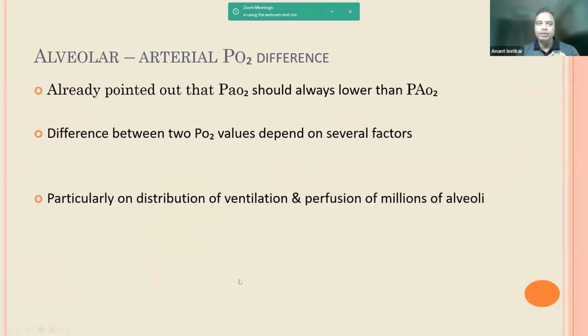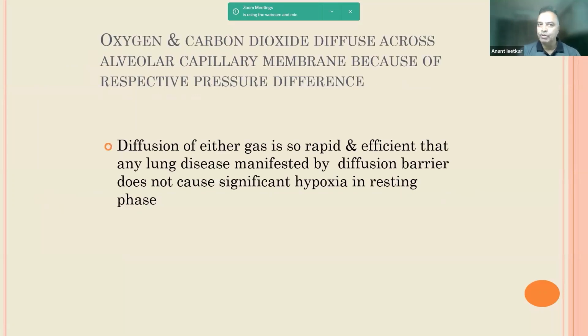So what is the AADO2? It is the difference between alveolar PaO2 and arterial PaO2. We have pointed out that arterial PaO2 should always be lower than alveolar PaO2. The difference between these two PaO2 values depends on several factors, particularly distribution of ventilation and perfusion of millions of alveoli. Oxygen and carbon dioxide diffuse across the alveolar capillary membrane because of respective differences in pressures. Diffusion of either gas is so rapid and efficient that lung disease manifested by diffusion barrier does not cause significant hypoxia in a resting phase.